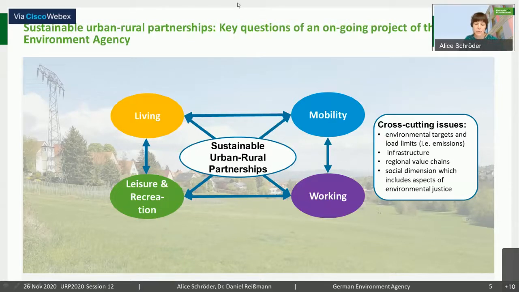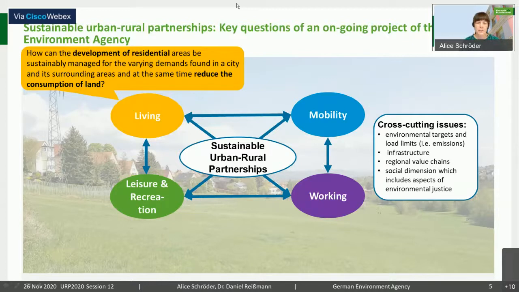As Daniel said, rural, suburban, and urban areas are often spatially, administratively, and functionally closely interwoven. Being able to live sustainably and in a mobile manner is often determined by the use of land and other natural resources in an urban-rural context and the associated negative environmental consequences. The focus of our analysis as German Environment Agency, Department for Transport, Noise and Sustainable Spatial Development, concentrates on the following 4 fields of demand you see on the slide: living, mobility, leisure and recreation, and working.